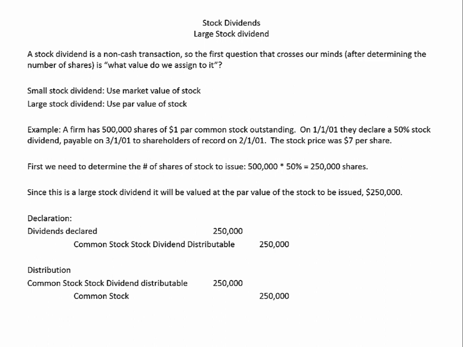Now, a note about account titles. Basically, dividends payable is reserved for cash dividends. Common stock dividend distributable is reserved for stock dividends. When we get to property dividends, it's traditional simply to call them dividends distributable. Again, dividends payable sort of implies a cash dividend, so we'll just say dividends distributable to represent a non-cash asset distribution.